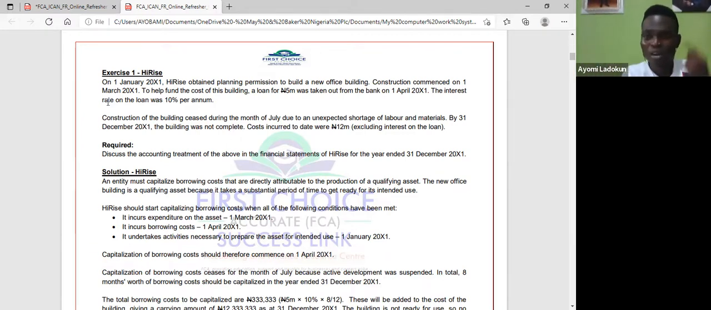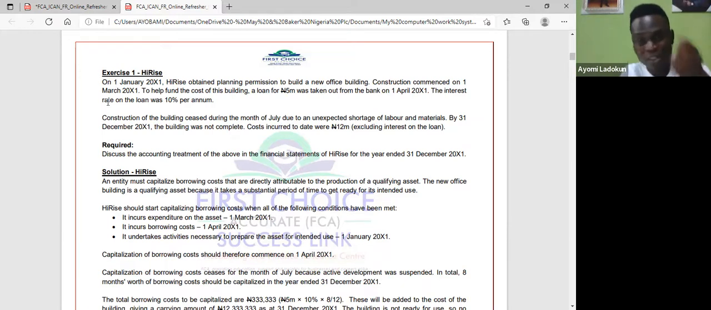It now says construction commenced on 1st March 20X1. Oh, okay. So they want to construct. To help fund this building, a loan of 5 million was taken out. Did you see that? I don't need a soothsayer to tell me that this is a borrowing cost. If they have not gone to borrow money, it can never be borrowing cost. So you see, once you know the principle, you will fly, okay? You will just be smiling in that exam.